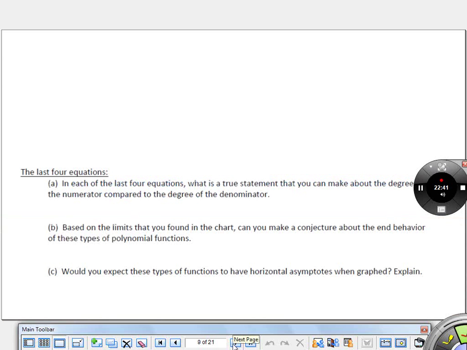Okay. So what's true about the degree of the numerator compared to the degree of the denominator for all those equations that were in that final section? What's that, Lila? The less. Good. Okay. So the degree of the numerator is less than the degree of the denominator.